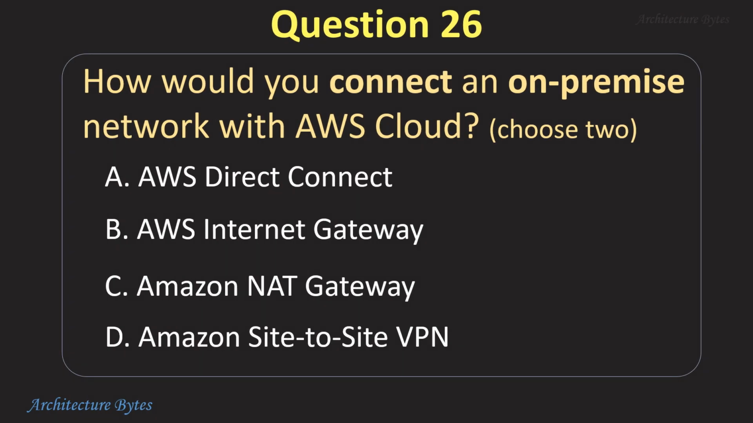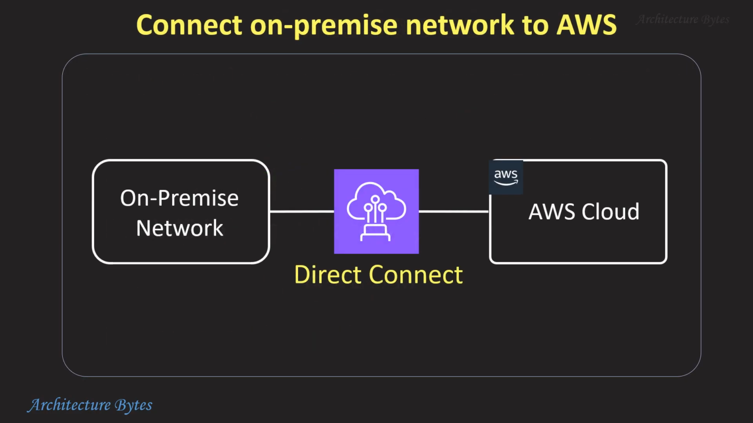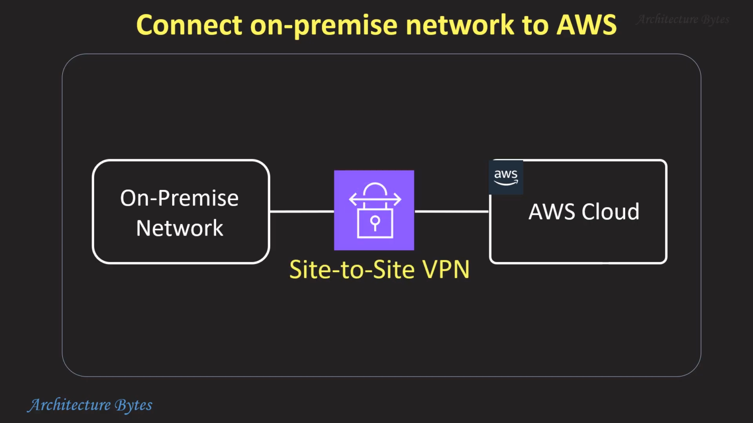How would you connect an on-premise network with AWS Cloud? AWS Direct Connect lets you establish a dedicated high bandwidth network connection between your on-premise network and AWS, bypassing the public internet. Site-to-site VPN creates a secure encrypted tunnel using IPsec to connect your on-premise network to your VPC in AWS. It allows controlled private communication between your resources over a secure tunnel.